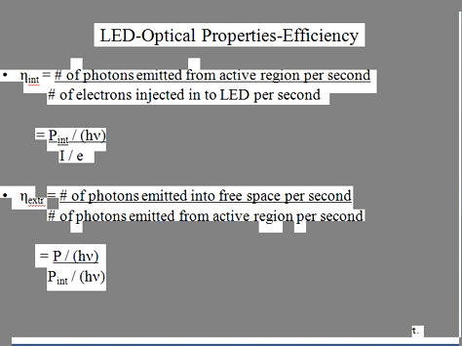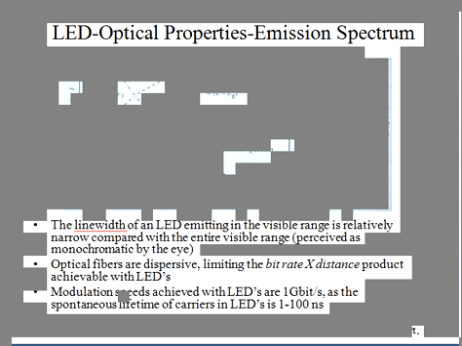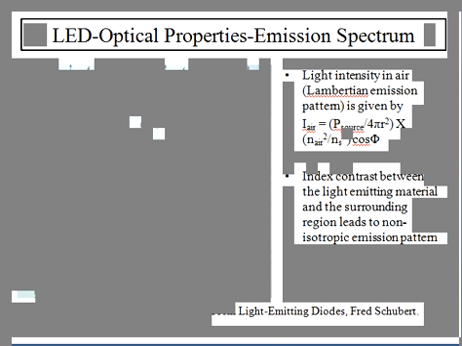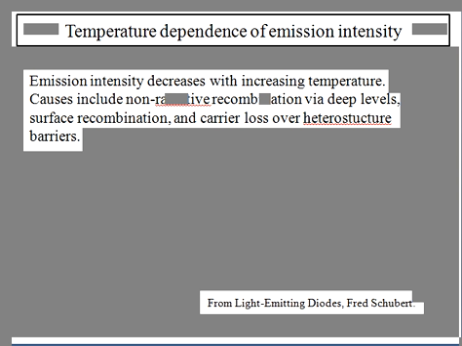The optical property is also an important property in LED. Coming to here, their efficiency is internal and external efficiency, and these are the properties: emission spectrum, light escape cone, and the emission spectrum in a Lambertian emission law. Then temperature dependence of emission intensity. Intensity decreases with increasing temperature, and causes include non-radiative recombination in heterostructure barriers. We are going to see that also.